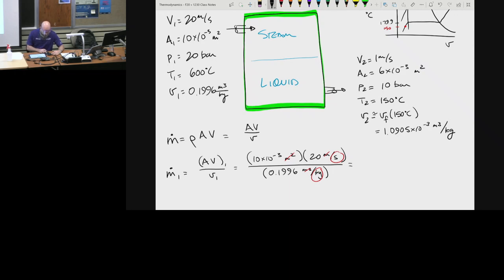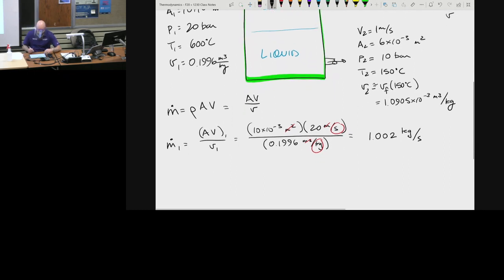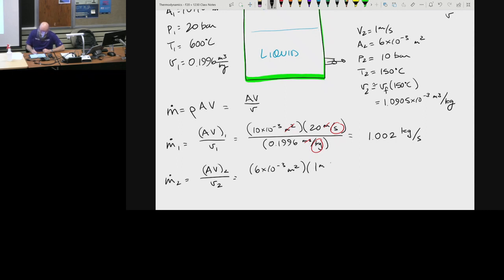Okay, so 10 times 10 to the negative third times 20 divided by 0.1996 is going to be 1.002 kilograms per second. So about 1 kilogram per second of water is coming in. And for our mass flow rate at 2, again, we're going to take the volumetric flow rate at 2 divided by the specific volume at 2. The area there is 6 times 10 to the minus third meters squared. The velocity is 1 meter per second. And we're going to divide by the specific volume, 1.0905 times 10 to the minus third meters cubed per kilogram. Again, meters cubed goes away, and we're going to have kilograms per second, which is what we need.